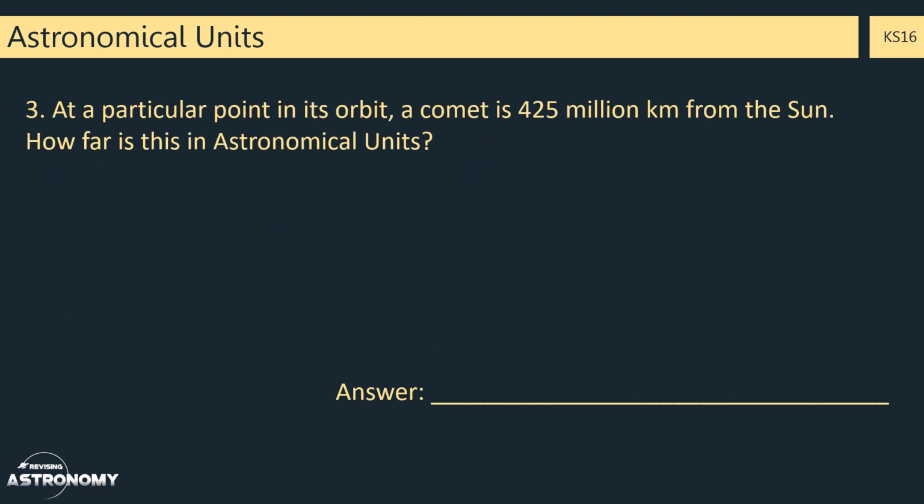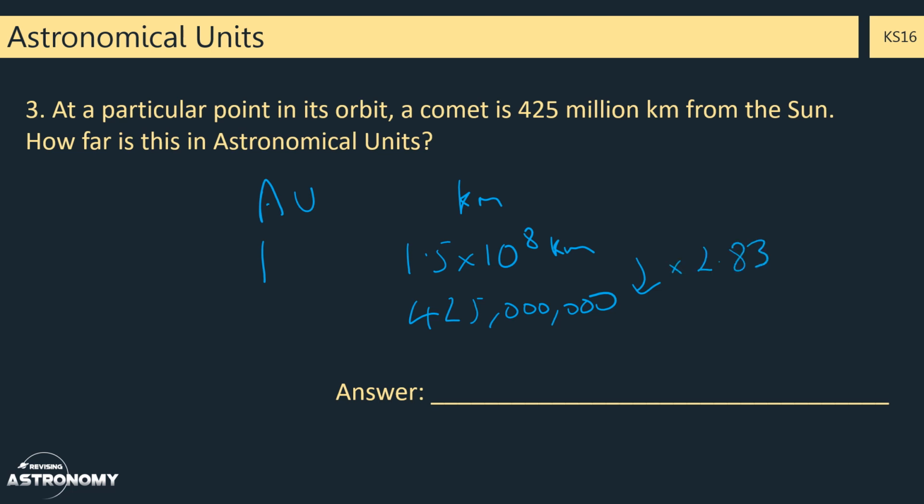At a particular point in its orbit, a comet is 425 million kilometres from the Sun. How far is this in astronomical units? So again, we can set it up in the same way. We know that 1 astronomical unit is worth 1.5 times 10 to the 8 kilometres. But this time we've got 425 million kilometres. So what do we need to do to get from 1.5 times 10 to the 8 to 425 million? Well, we need to multiply by 2.83. So we'll do the same to this side, which means that it is 2.83 astronomical units away.